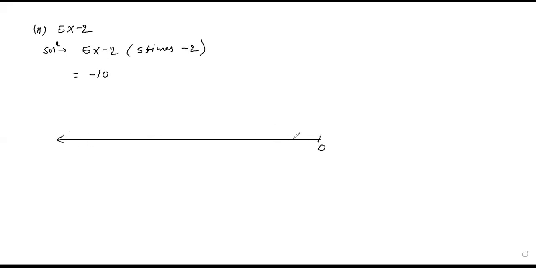So we'll start from origin 0. Now 1, 2, 3, 4, 5, 6, 7, 8, 9, 10. Minus 1, minus 2, minus 3. We have to show this number line by drawing, so we have to go till minus 10.